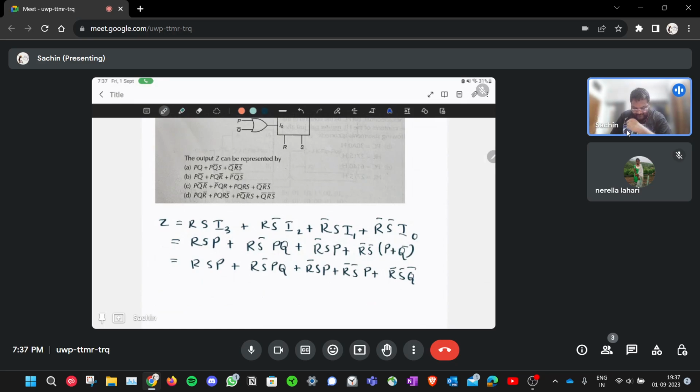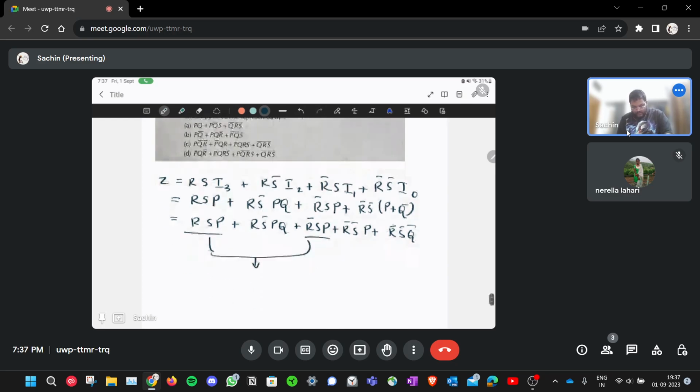We'll have to simplify this. There are 5 terms in each of these expressions, but our outputs have only 3 terms and 4 terms. Let's see. So we can group RSP and R bar SP. So these will give you SP.